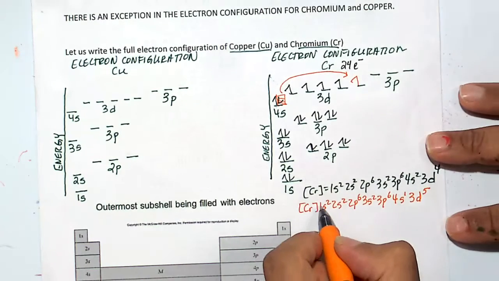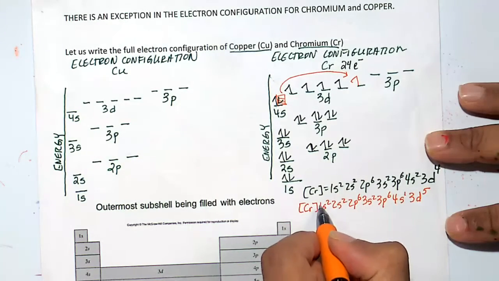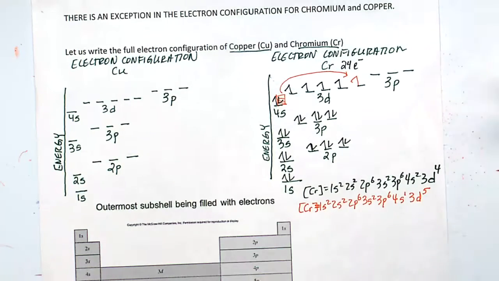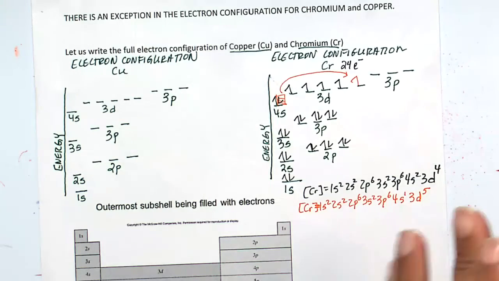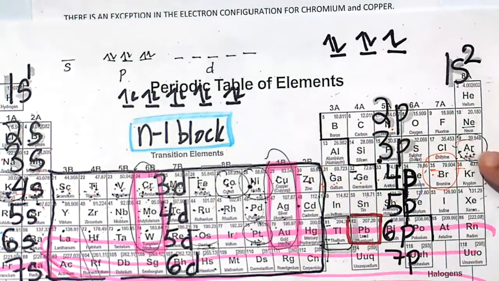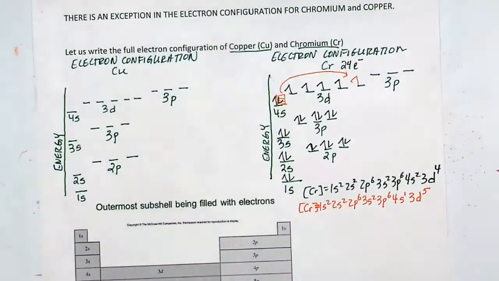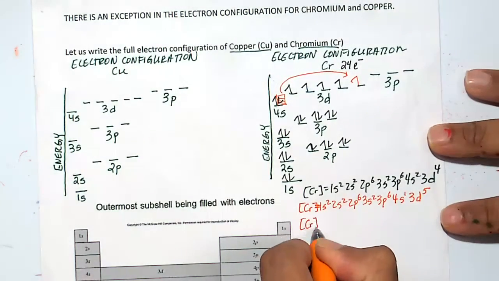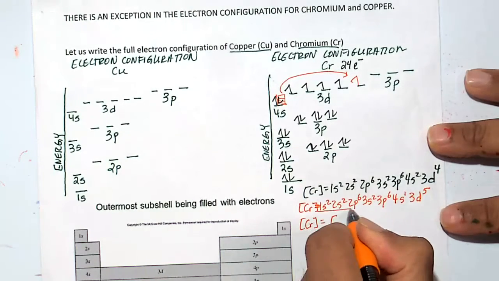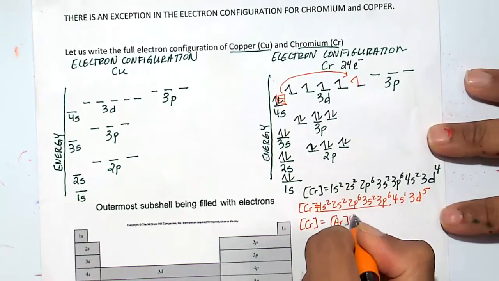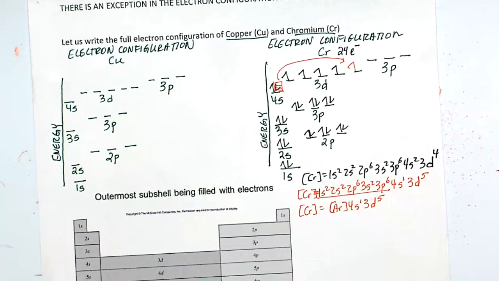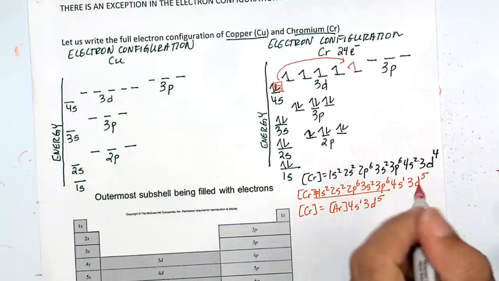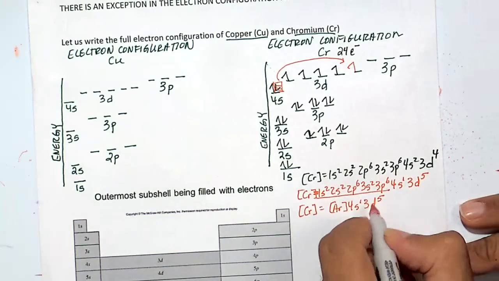By the way, the 3s2 3p6 and all of that other stuff, that's argon. So actually, let me make it easier. It's going to be argon, because all of this is argon, is it not? Argon 4s1 3d5. So that is the electron configuration for chromium. Basically it's a promotion to a half-filled 3d orbital. Much more stable.